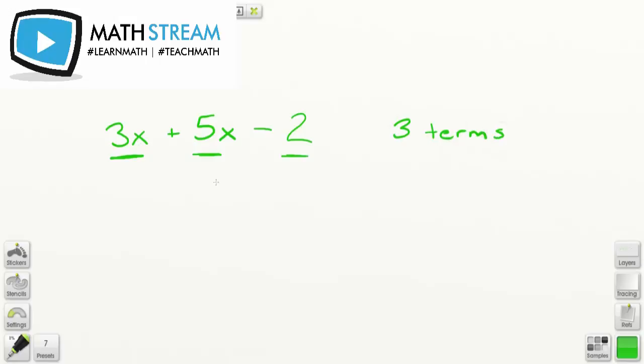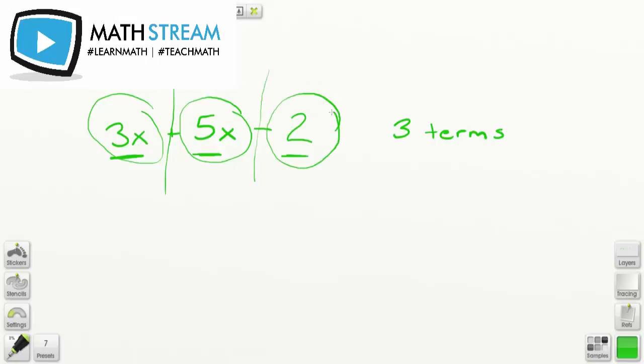And we divide terms by addition and subtraction signs. So this is one term because there's an addition sign that separates it from the next term. 5x is a term because it's separated from the next part by a subtraction sign, and then 2 is the final term. It doesn't have a symbol, but it still counts as a term. So this is an expression that involves 3 terms.